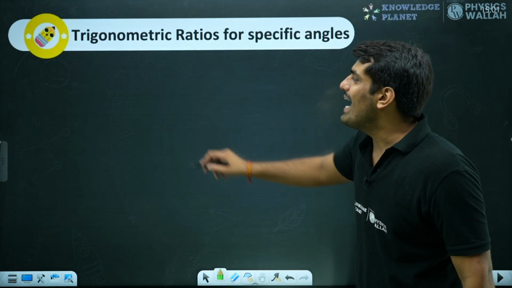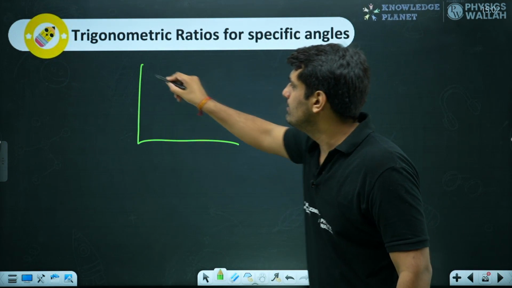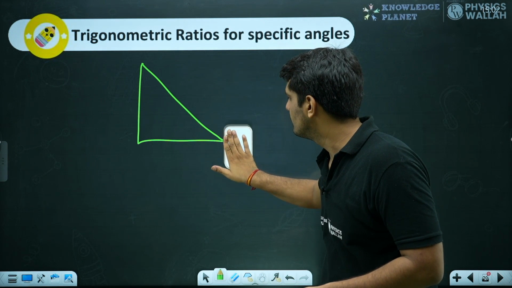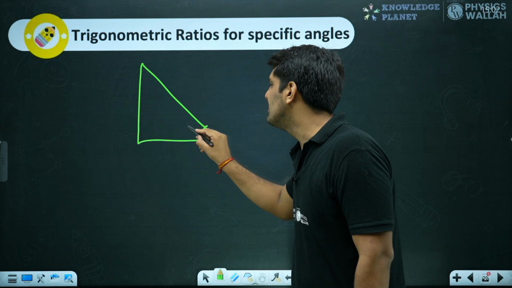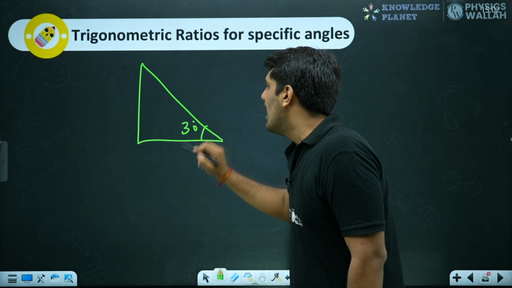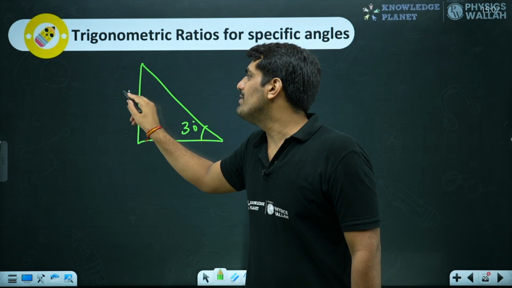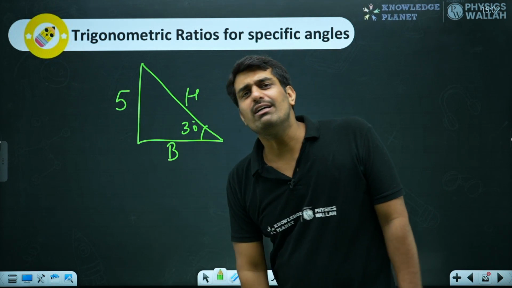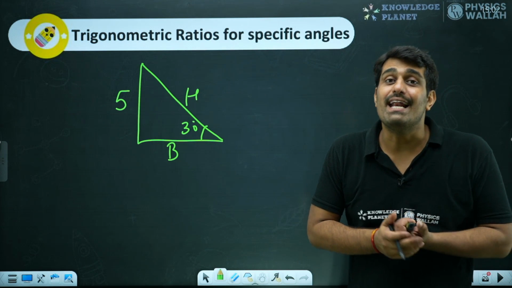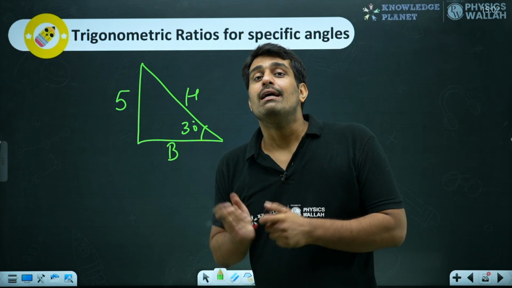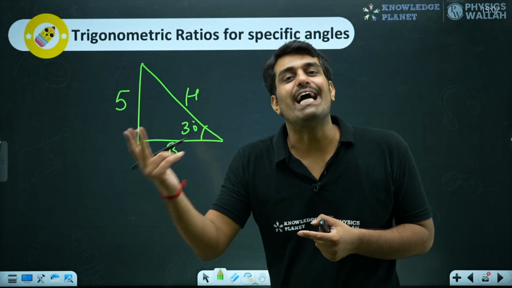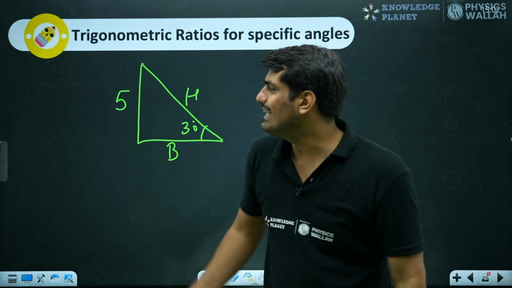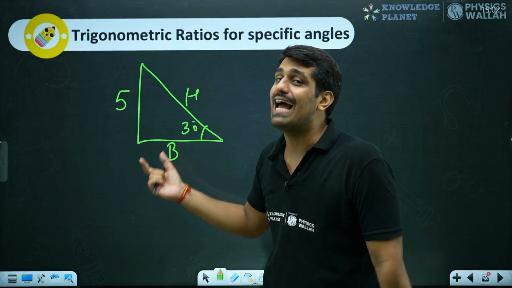Now, if a triangle is given to me, and in the triangle this theta is given to me as 30 degrees. Along with theta, this side length is given to me as 5. This hypotenuse is not given, this base is not given. Can I calculate the hypotenuse or the base? Since using Pythagoras theorem, 2 sides were needed basically, you can calculate the third side. But in this case, only 1 side is given and 2 sides have to be calculated.